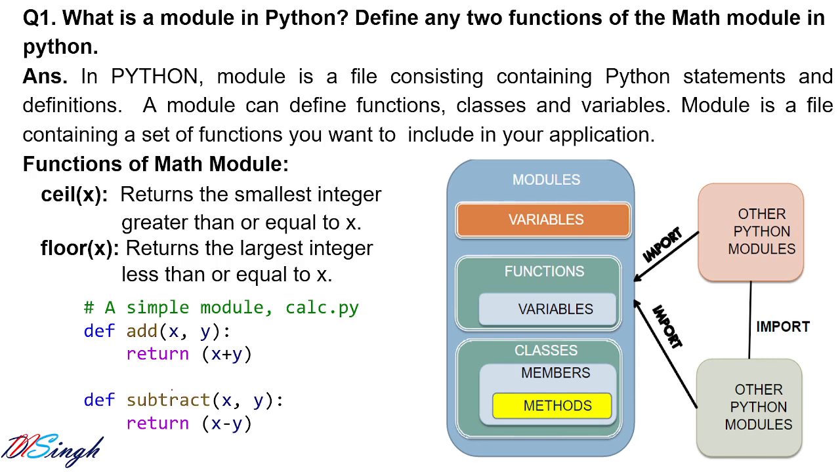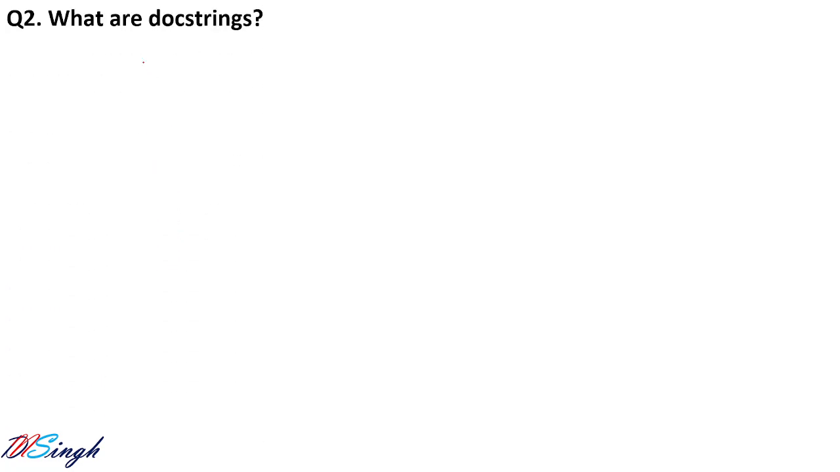So what will happen is that this file in itself is not going to produce anything. This is just a definition file which can be utilized in other files and can be imported in other Python programs. I hope it is clear what a module is, what the two functions of the math module are, how you can create a module, and how you can import the module. Going on to the next question, what is a doc string?